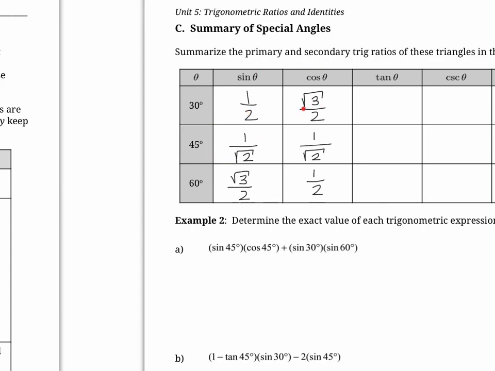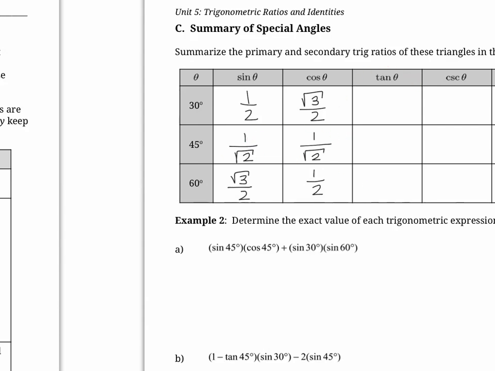Once you got those 3 values, they just sort of repeat an interesting pattern. 30 and 60 are from the same triangle, so opposite of 30 is going to become the adjacent of 60 and so on, which is why these ratios are equal to each other. And then we know the sine and cos of 45. 45 degrees comes from a triangle that's isosceles, and opposite is going to be equal to adjacent, so these two are going to be the same.